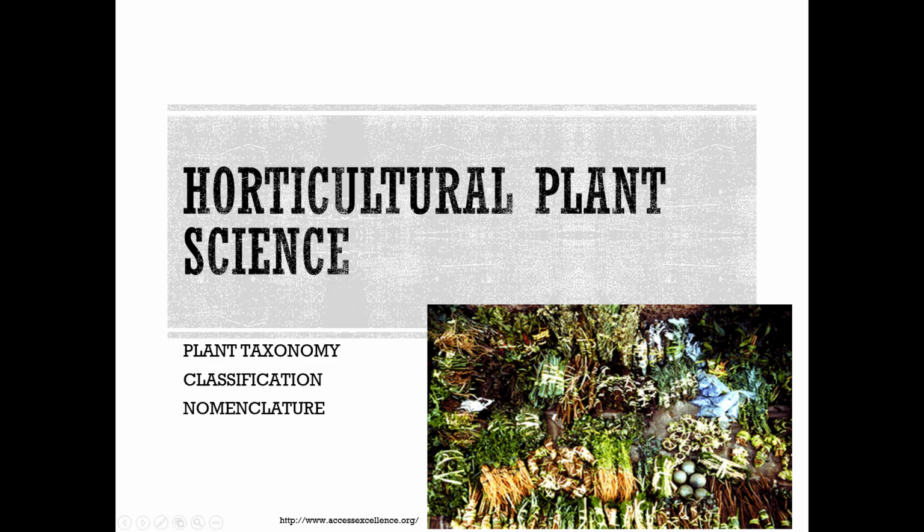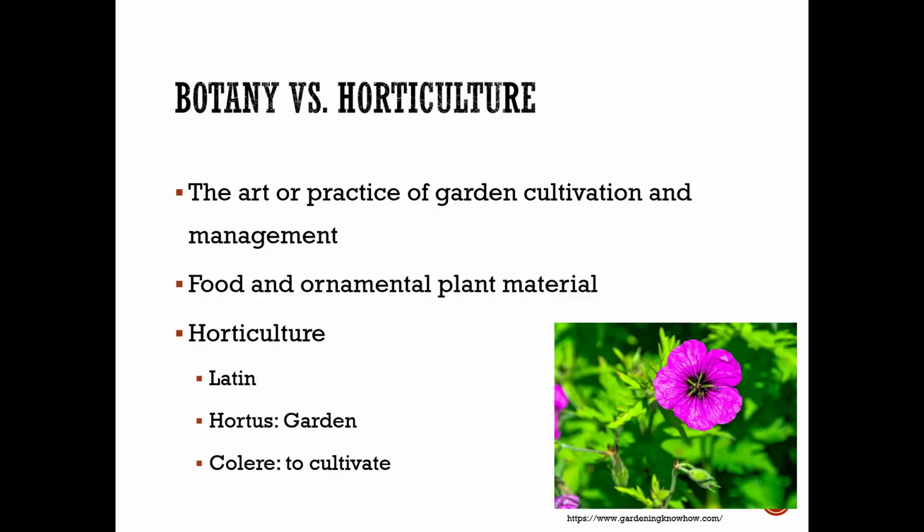To begin with, we're going to talk about plant taxonomy, classification, and nomenclature. And we're comparing botany versus horticulture. Horticulture is the art or practice of garden cultivation and management. This includes food and ornamental plant material. Horticulture is Latin. Hortus means garden. Colere means to cultivate.